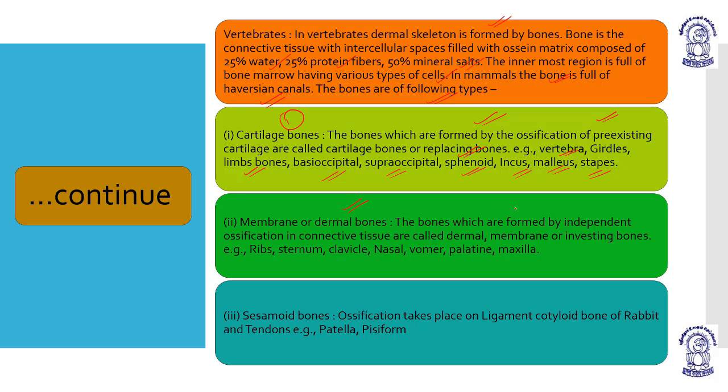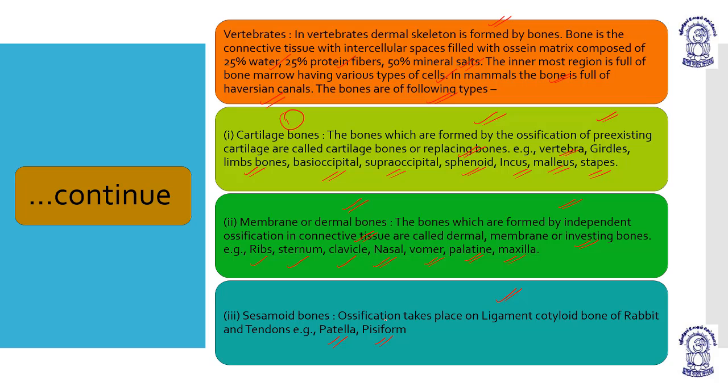Membranous or dermal bones are the bones formed by independent ossification in connective tissue, also called investing bones, like ribs, sternum, clavicle, nasal bone, vomer, palatine, and maxilla. Sesamoid bones are formed by ossification on a ligament, like the bone of rabbit, and on tendons, like patella and pisiform.